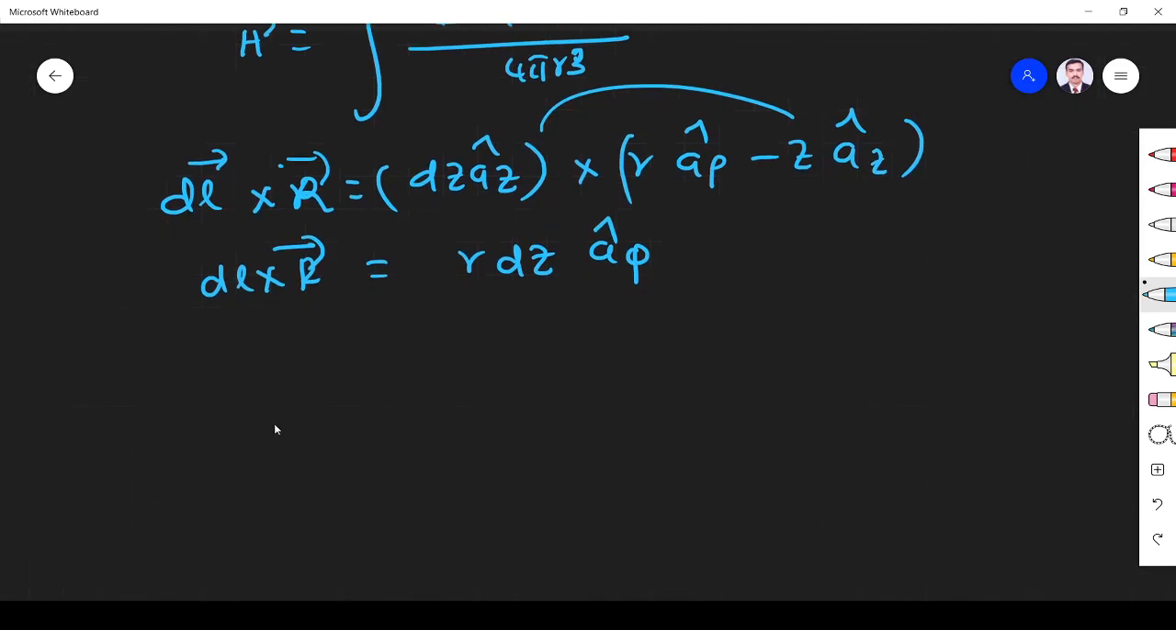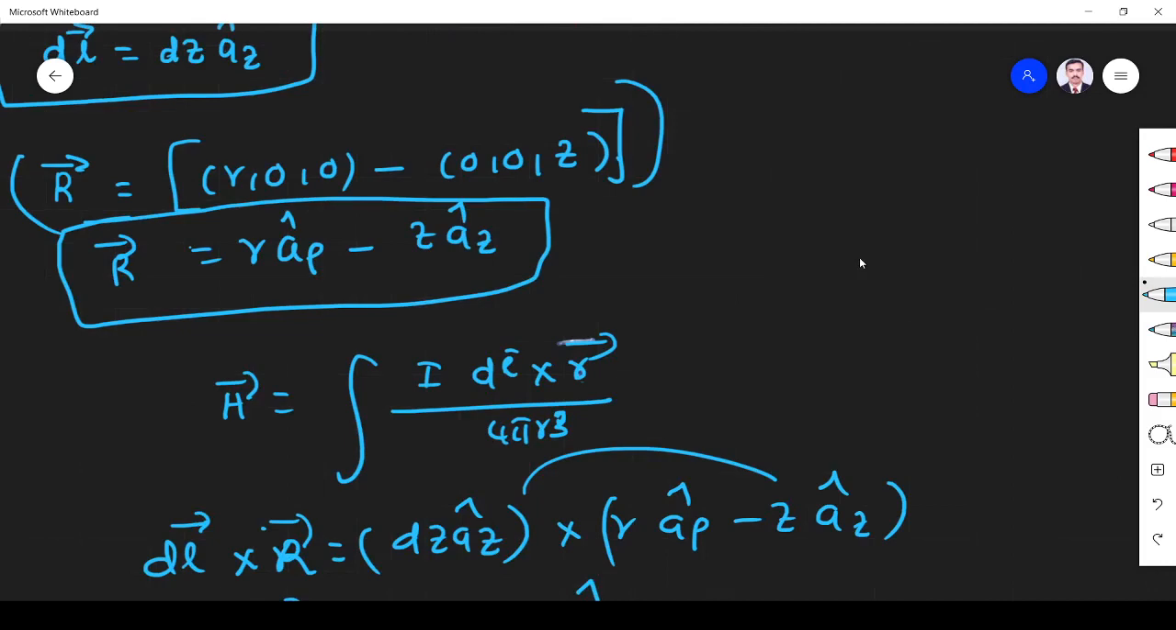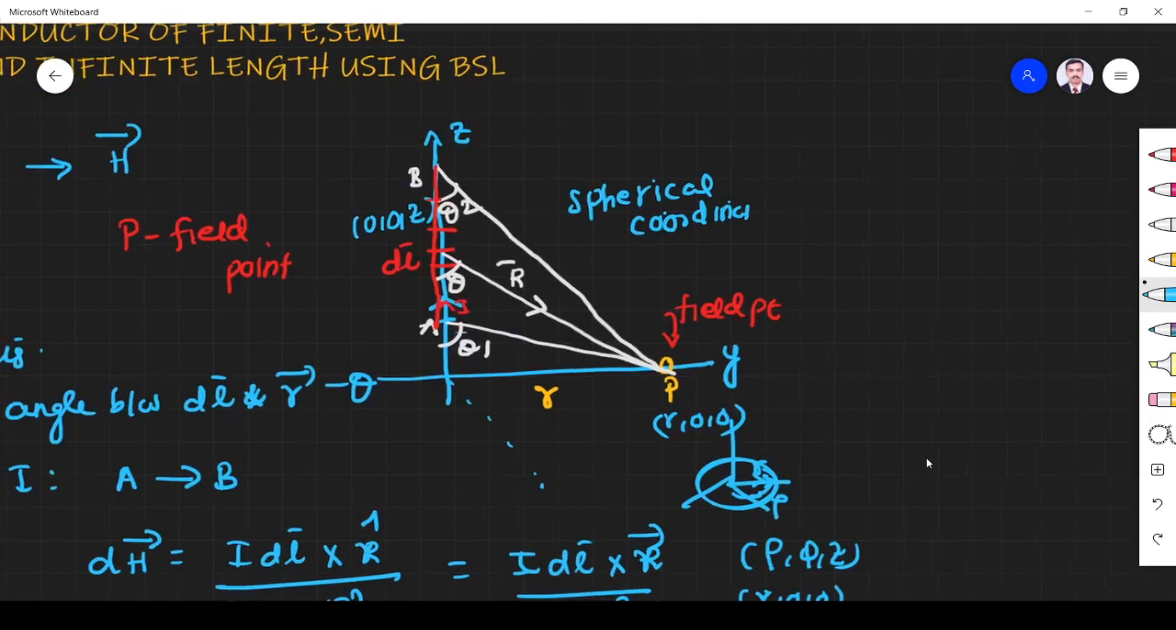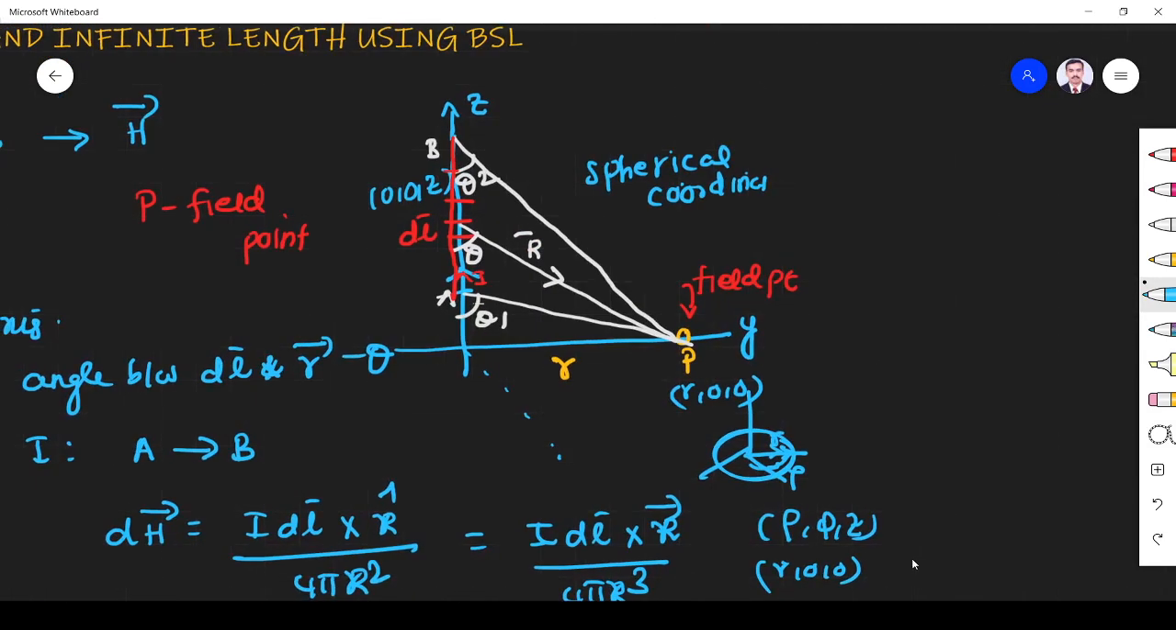So now substitute this in the Biot-Savart law equation. So I, instead of dl cross r, I substitute r into dz, divided by 4 pi, a phi, right? In the denominator we have r cube, right? So r cube we have to find. First, in order to find r cube, we need to go and see this is capital R, right? This is capital R cube, right? So capital R cube I want. First I want the magnitude of R vector. What is the magnitude? Mod R. Magnitude of R is equal to R.